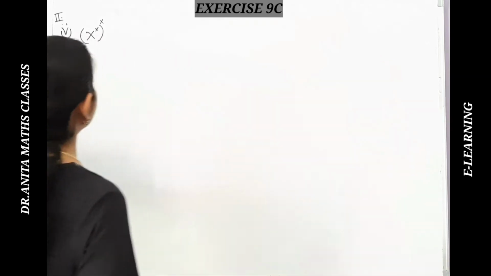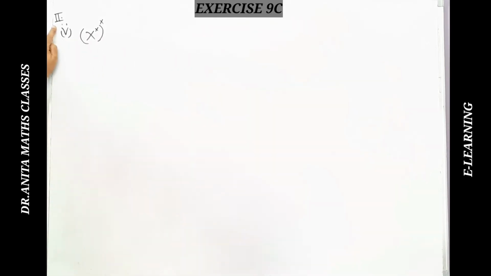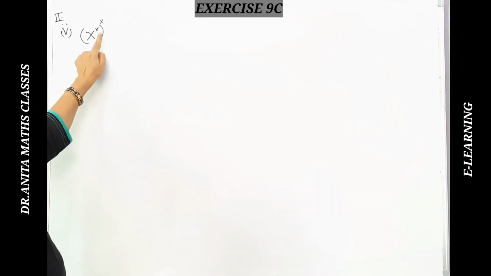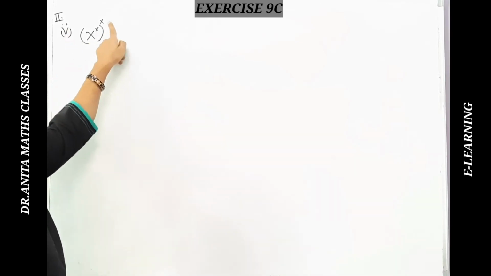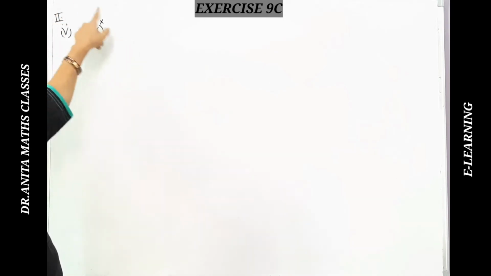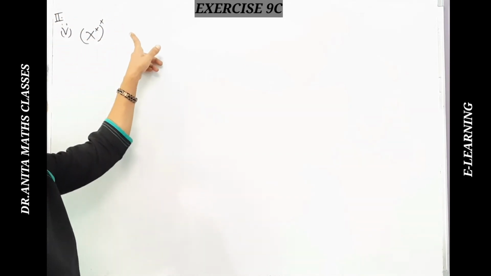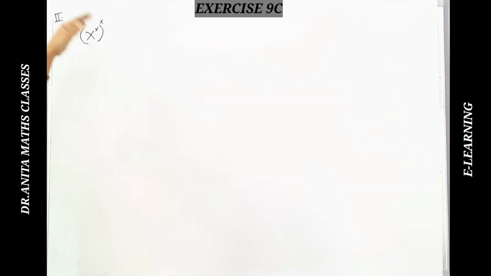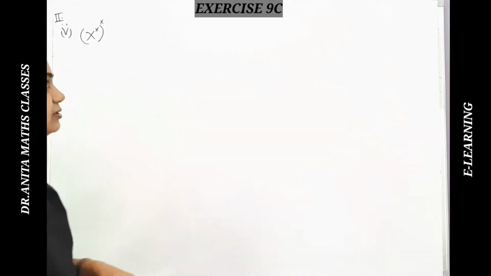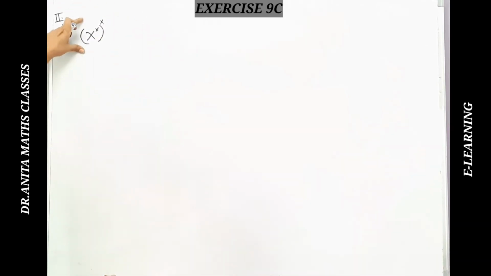Now the continuation part of that, in the second section of 9C, 5th problem, given here: x raised to the power of x, whole raised to the power of x. Find out the derivative of the following. That was the question which followed in the second section. So we need to differentiate this with respect to x.